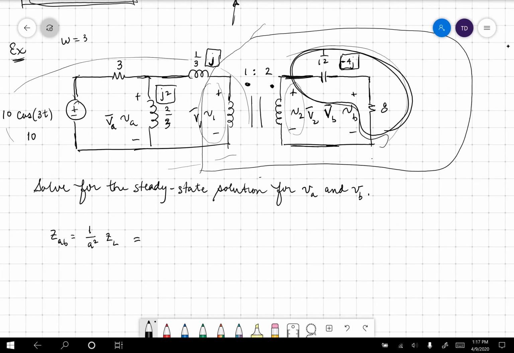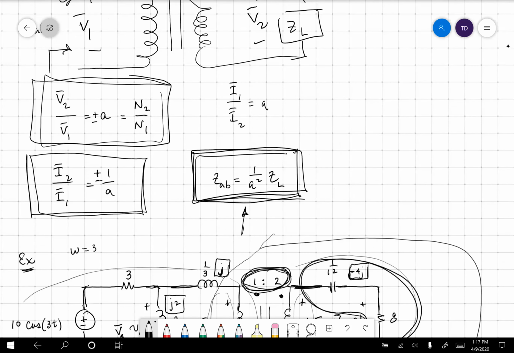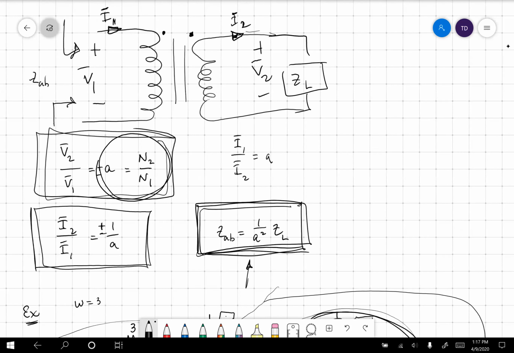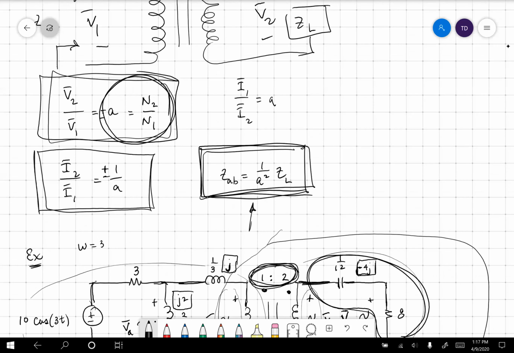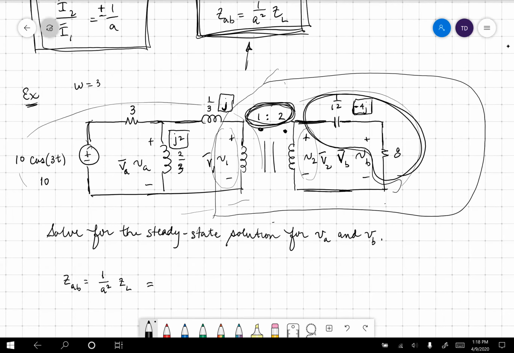So can anybody tell me what A is equal to? Hint, the answer to that question is right here. Is it 1/2? Okay, watch this. Yeah, it's 2 over 1. Yeah, that's correct. That's 2. So this is 1 over 2 squared times Z sub L.